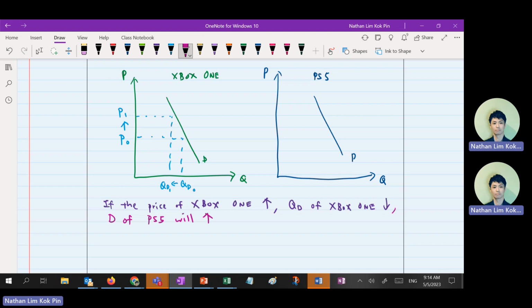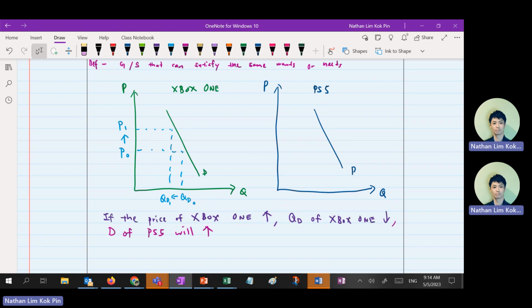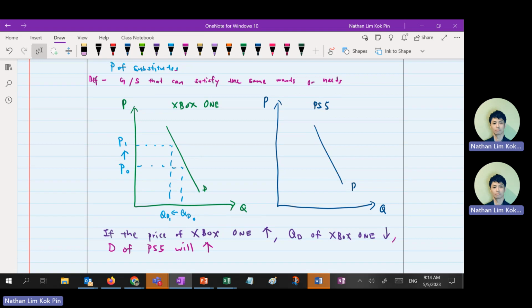Alright. During Christmas, your parents want to buy one present for you. But then they found the Xbox One price increased. Will they buy Xbox One or will they buy more PS5? PS5. So when this one is more expensive, they will choose their substitute. So the demand for PS5 will increase. Make sense?